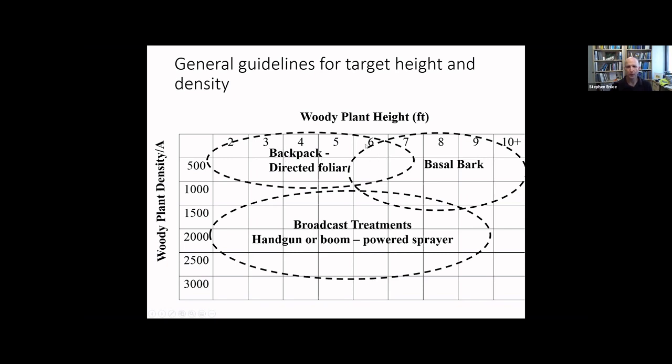And basal bark, we are often moving over here, where we have stuff that's too tall to foliar spray, but not a typical density max of around 1,500 or so stems per acre. Above that, we often strongly encourage broadcast treatments, either handgun or boom type powered sprayers, because it is just not possible to operate and successfully put these treatments out in these high density situations, especially with vigor.